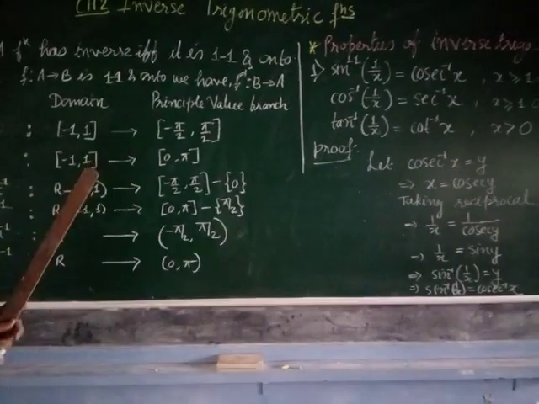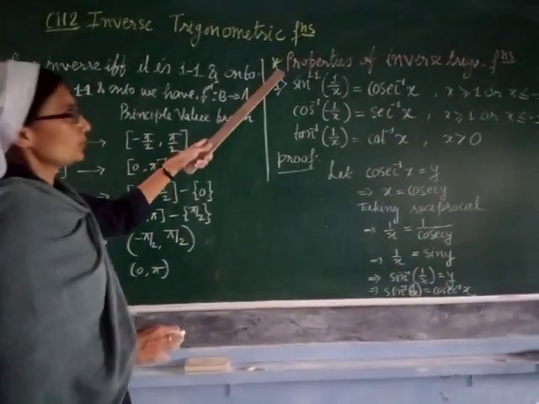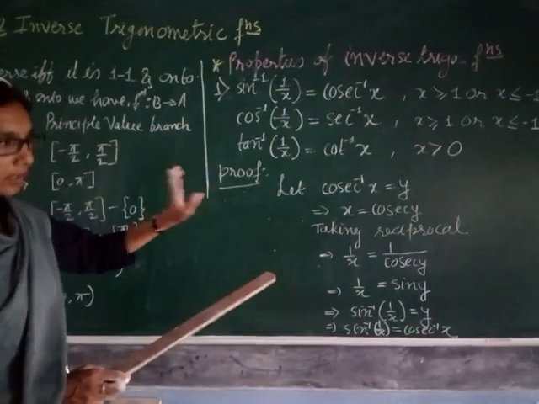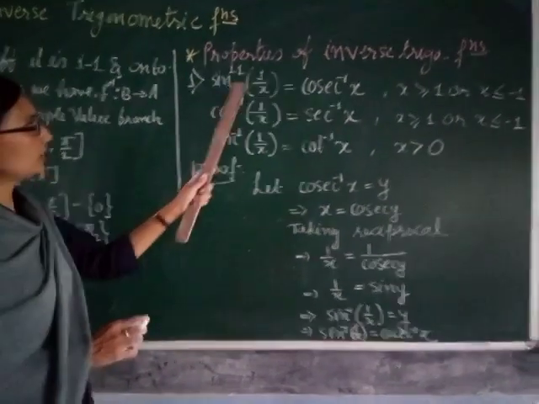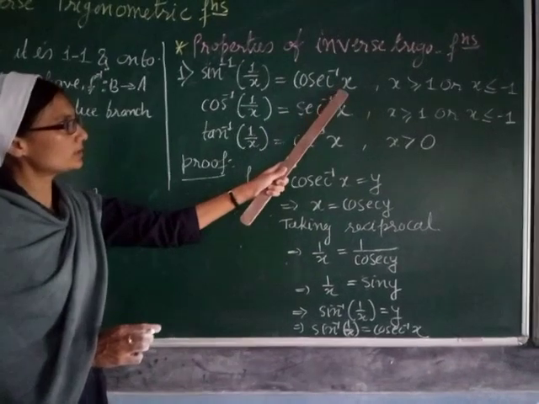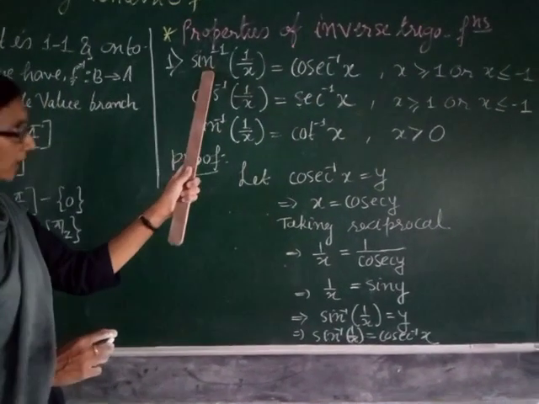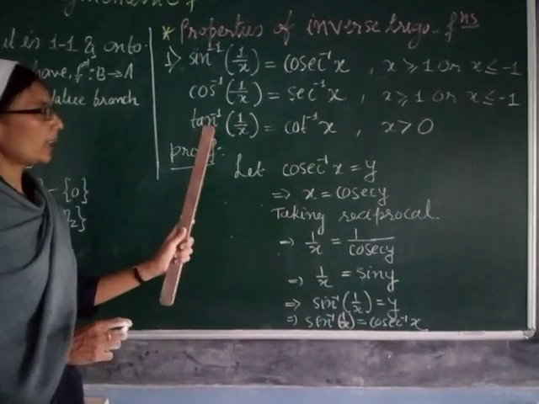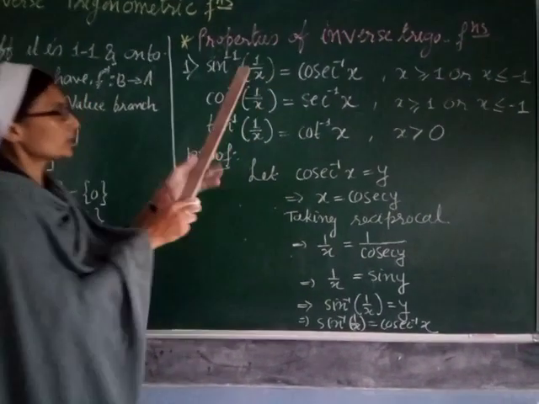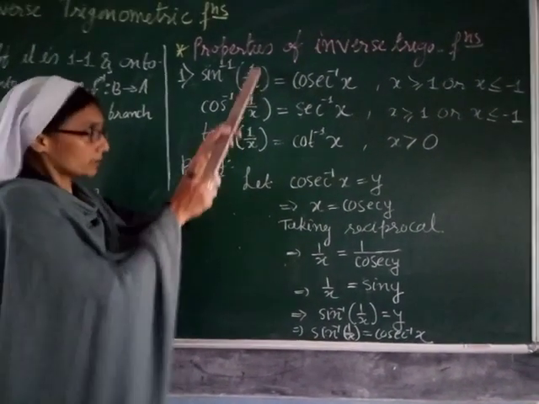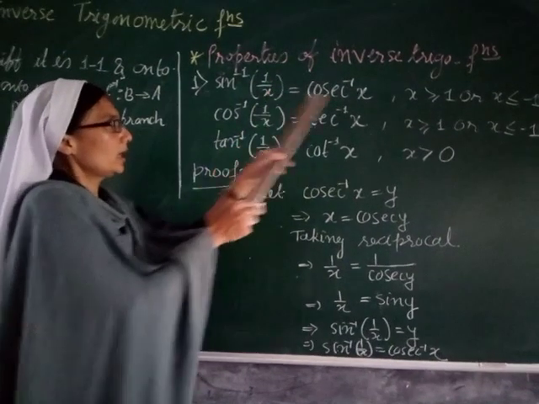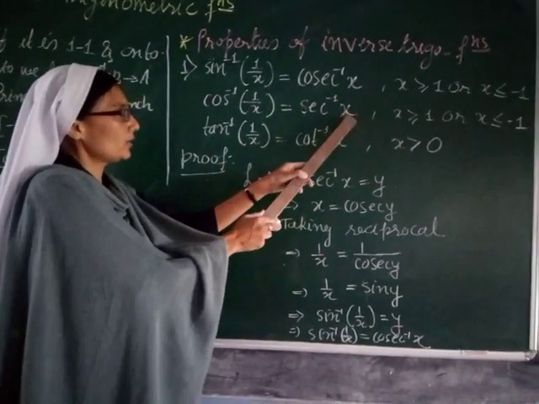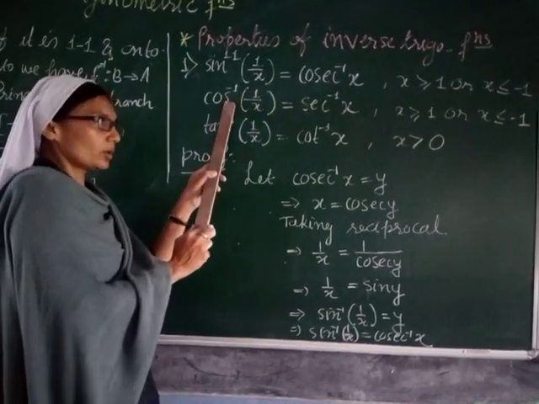Then we have got properties. Many properties are there. Today we will discuss only three properties. Sin inverse 1 by x is equal to cosec inverse x, and similarly the conversion of sin inverse to cosec inverse, cos inverse to sec inverse, and tan inverse to cot inverse. See, the only difference is the angle. This 1 by x is the angle. It becomes the reciprocal. If it is x, it becomes 1 by x. From here to here is also the same.